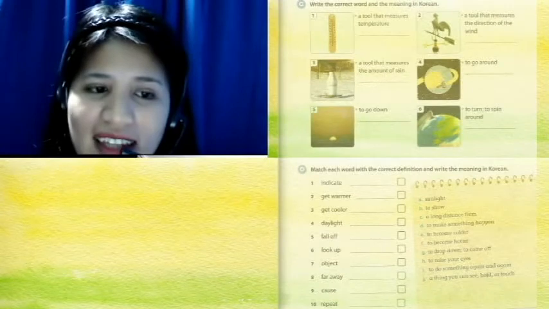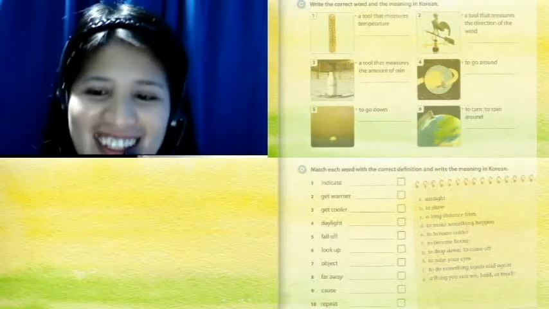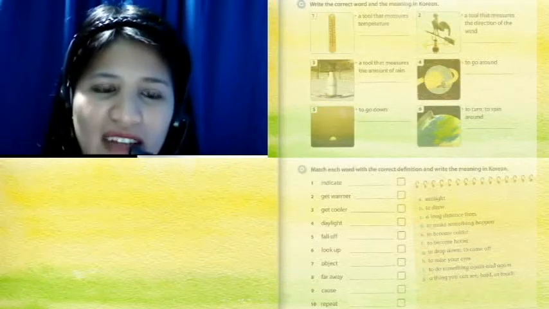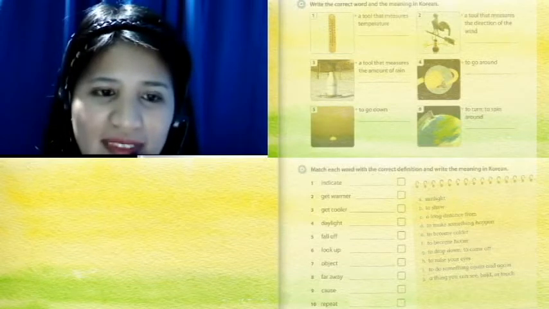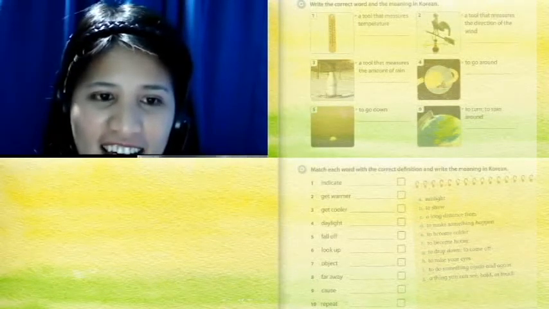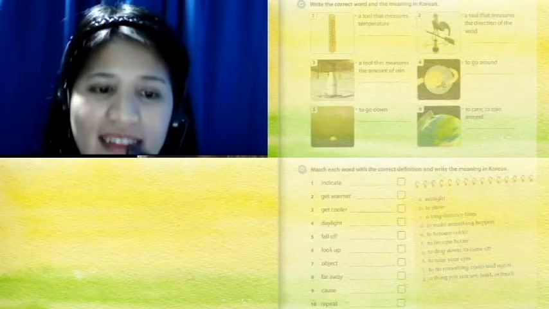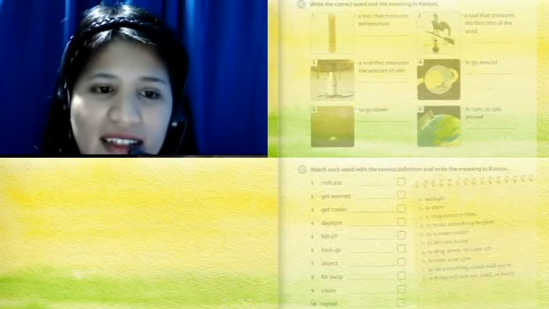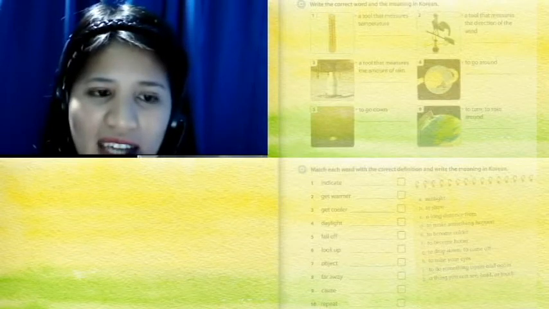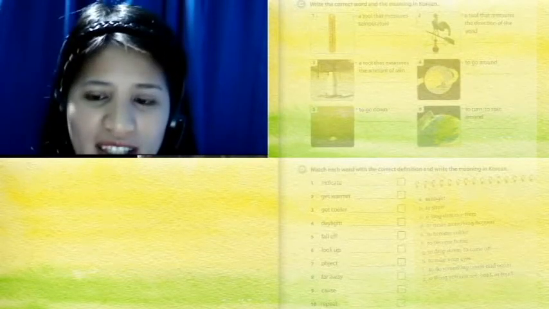Okay, how about this one? How do you call this one, Ryan? Rain gauge. Very good. Oh, you read the meaning of rain gauge. A tool that measures the amount of rain. Very good, Ryan. So again, this is a rain gauge.